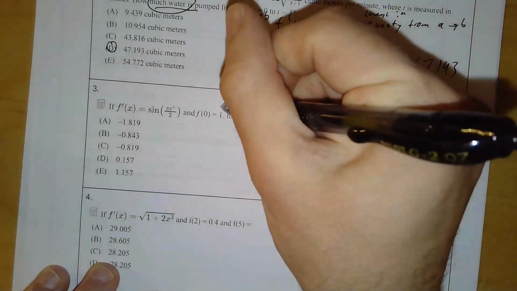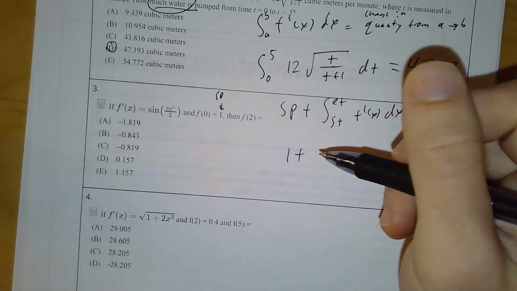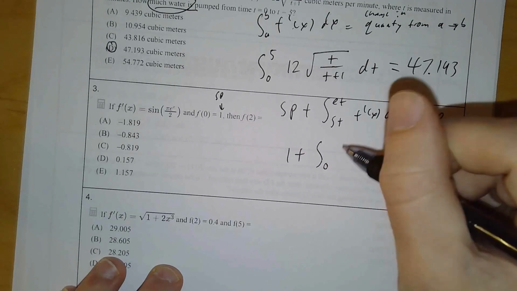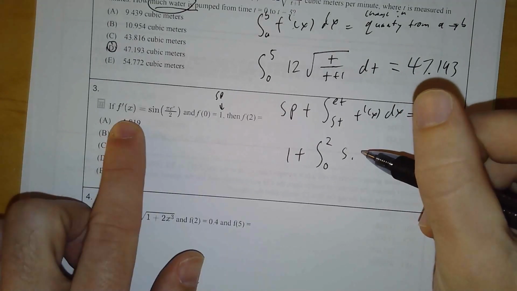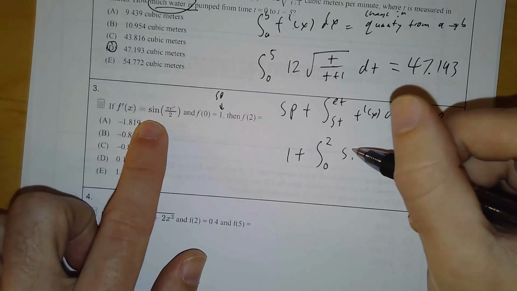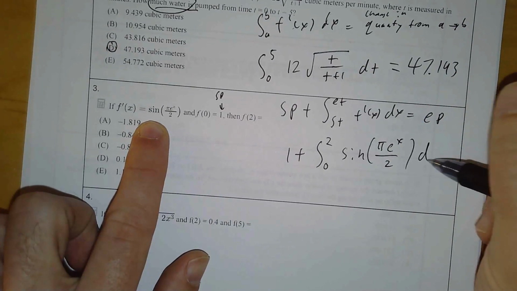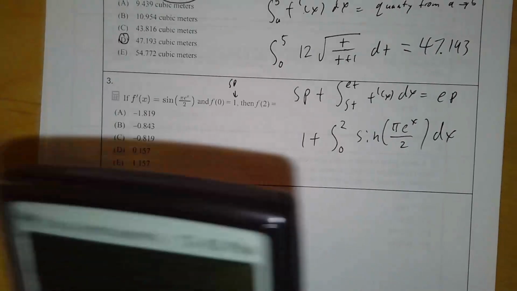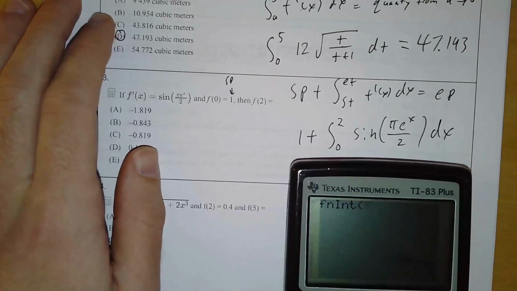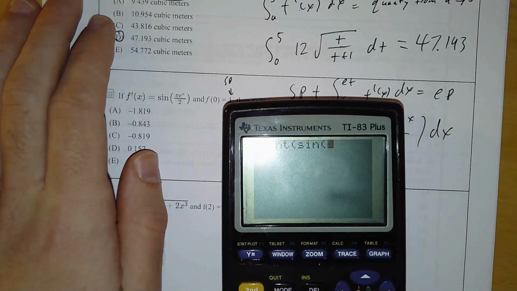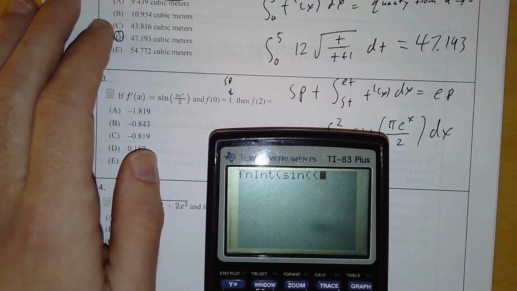So starting position is this value here. That's my SP right here. So I'm going to do 1 plus, and then 0 and 2 are my two times. I call them times, but they're just inputs. The time helps me make sense of it. And then my rate is sine of pi e to the x all over 2 dx. Again, in the calculator, it's math 9. Now we're going to put in the function sine parentheses. Now remember how I said, in the numerator, just put it all as one big parentheses.